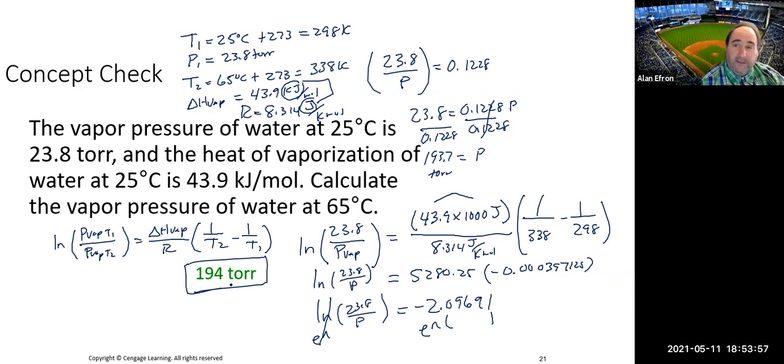Any questions on any of those steps along the way? So what do we see here when we sort of look at this? We see that the temperature increases. And what do we see about the vapor pressure? The vapor pressure also went up.